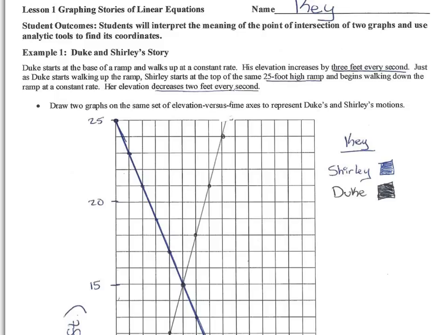Today our student outcomes will be to interpret the meaning of the point of intersection of two graphs and use tools to find the coordinates of that point of intersection. So we're going to have two graphs. We've got to find that point of intersection using different methods.